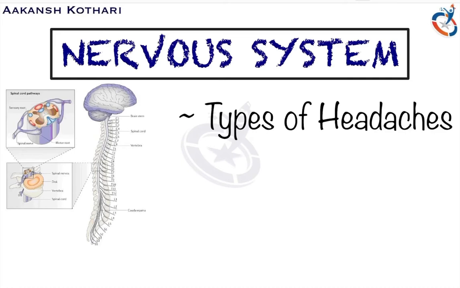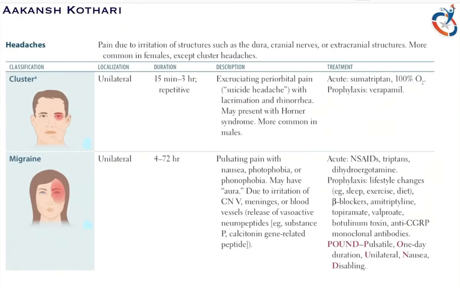In this module, we will talk about a very interesting topic about nervous pathology, that is, the different types of headaches. Okay, so there are majorly three different types of headaches. The first one is the cluster headache, the second one is the migraine headache, and the third one that I'll come to is the tension headache.